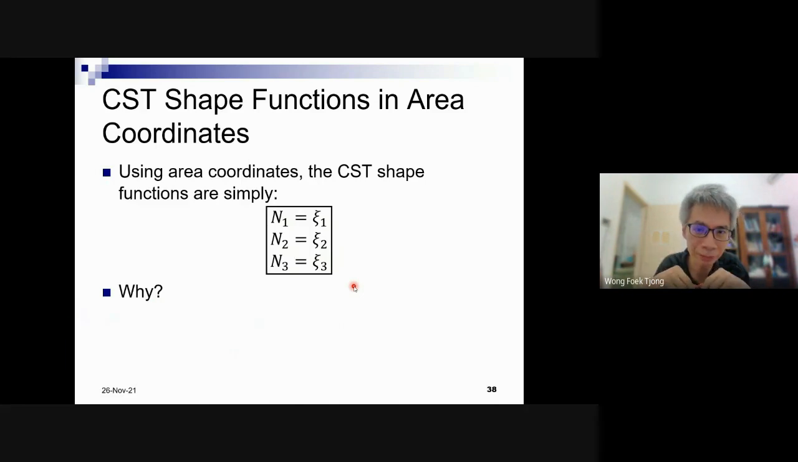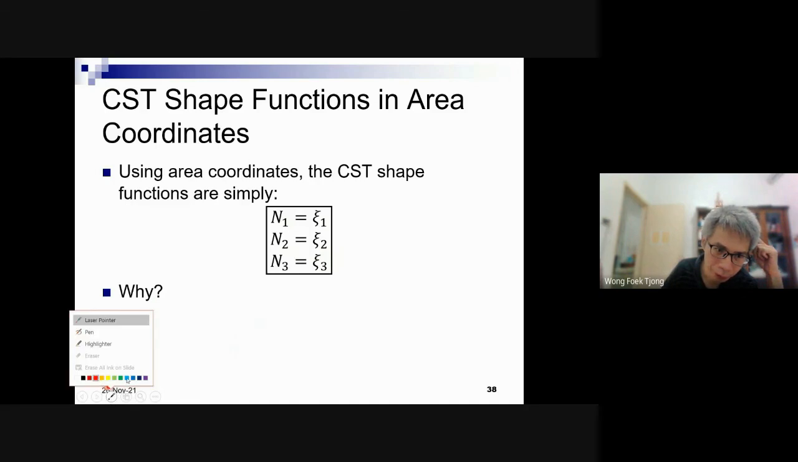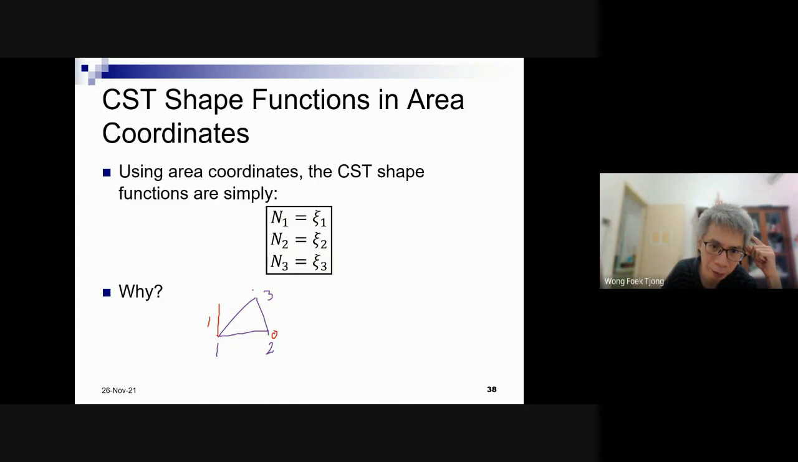Can anyone give answers? Because of the same properties. Remember the shape functions 1 and 0? Okay, let me explain. If we have an element, and then we have shape function, this is 1 and this is 0, right? Or N1, right? This is shape functions.